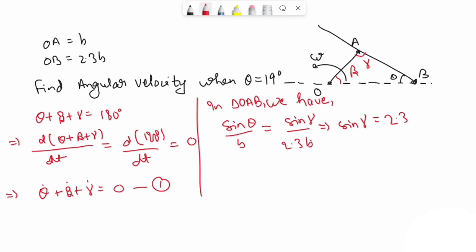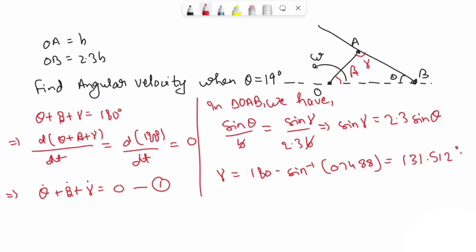Now from here we will get sine gamma equals 2.3b, sorry, not b, b will be cancelled here. It comes out to be 2.3 sine theta. Now looking at the diagram, gamma is 180 minus sine inverse of 0.7488. So we have 131.512 degrees for this gamma.